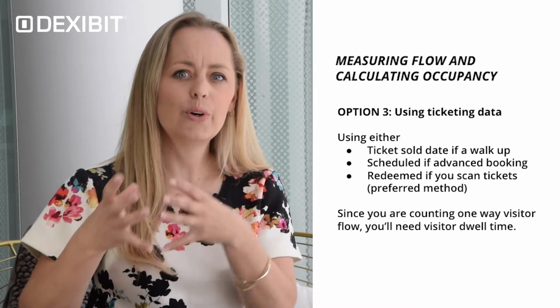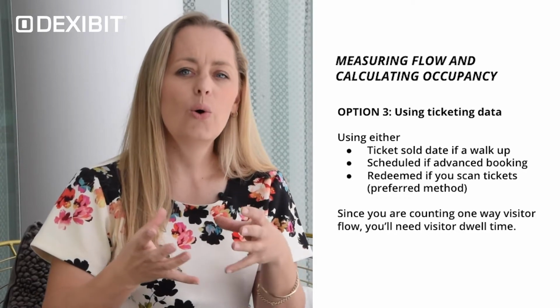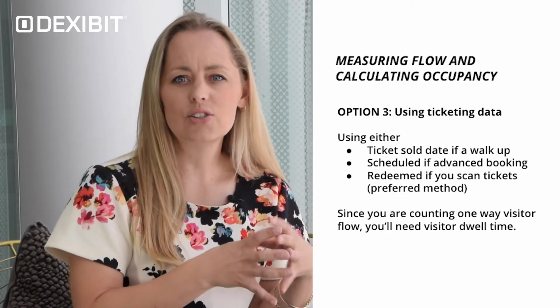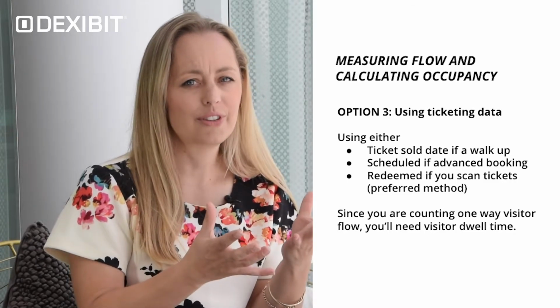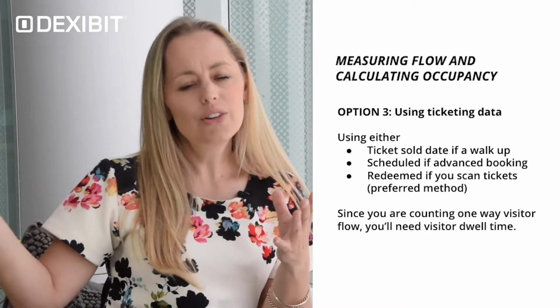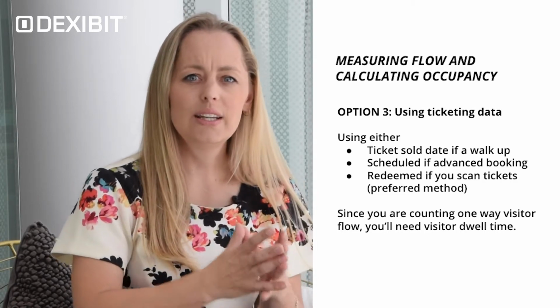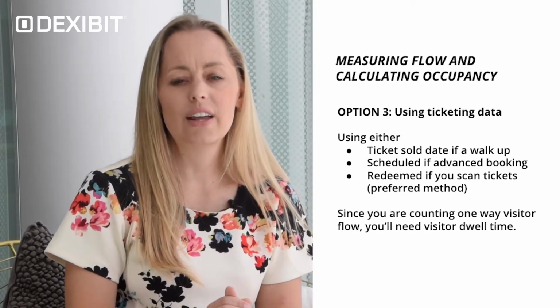The third option is to use ticketing data, either the date the ticket was sold if it is a walk-up, or scheduled if an advance booking, or simply redeemed if you can scan tickets on entry and have that available, which is preferred. With this method, you're also only counting that one-way visitor flow, so you'll need an assumed dwell time again to work out actual occupancy. With those last 2 methods, you could also instead use the equivalent of a capacity constraint of allowing so many entrances or tickets per time window, which works well for something like tour departures. For example, if you've got 50 visitors departing every 15 minutes or so.